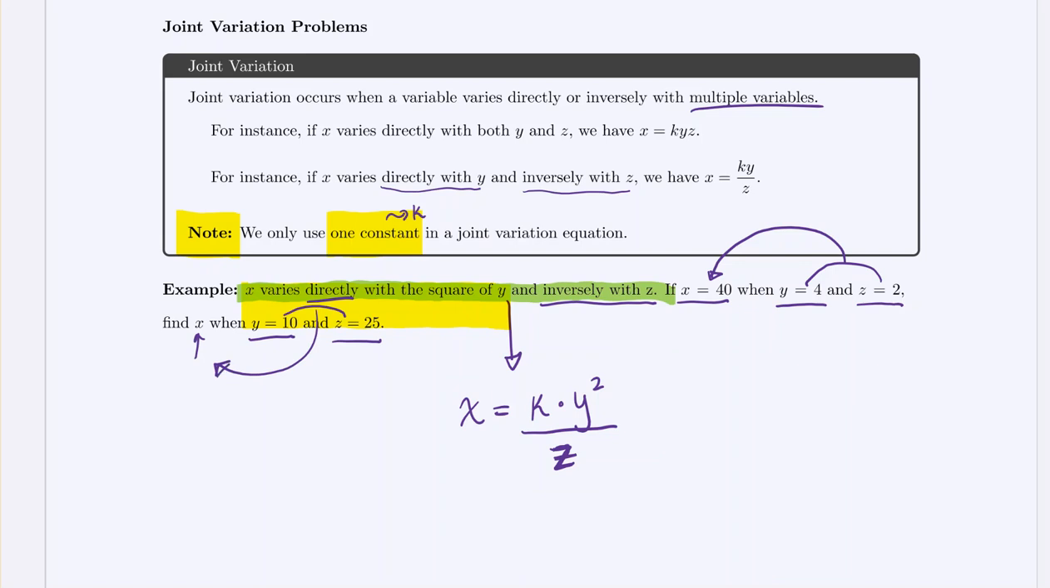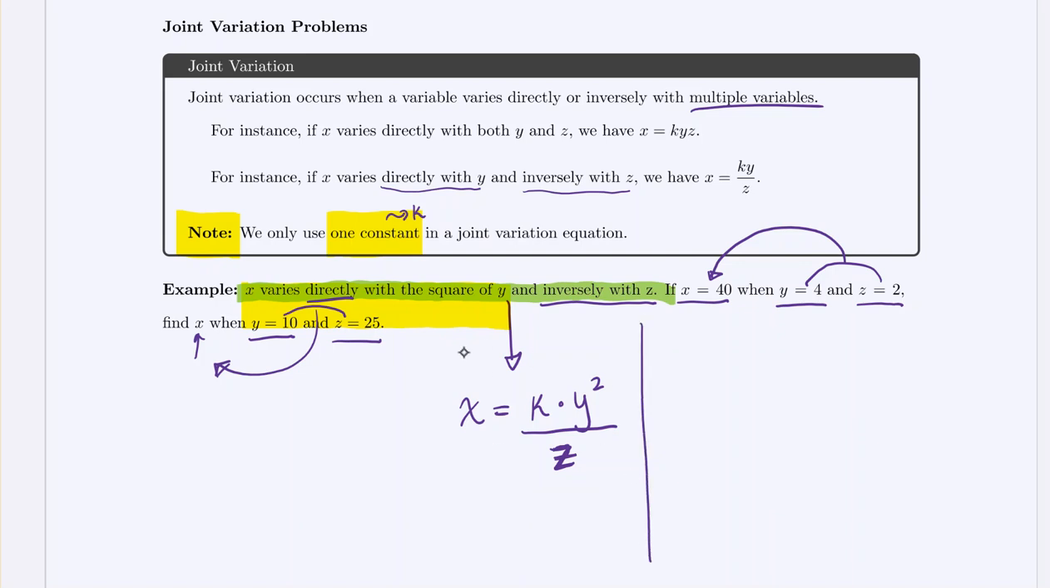So in this case, the procedure is going to be the same as before. Substitute the known values so that you can isolate k. Once you find the exact value of k for this situation, then rewrite your equation with more specific terms with what the k value is, and then substitute the new inputs to find the corresponding output of x. So let's start solving for k.